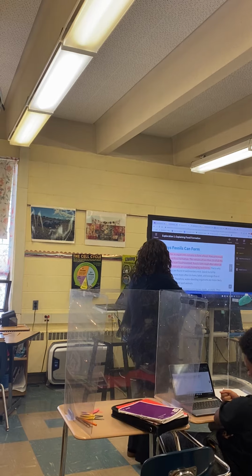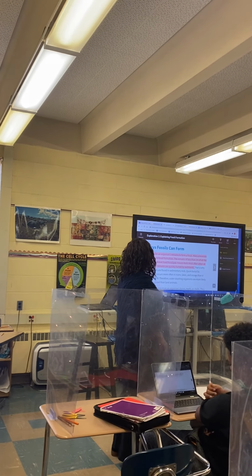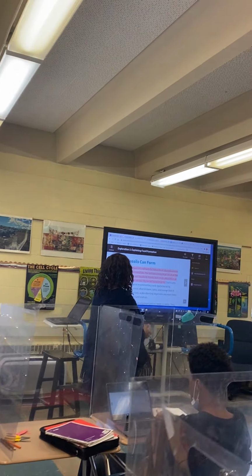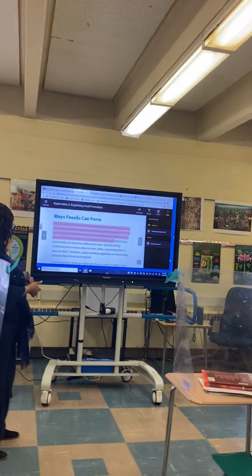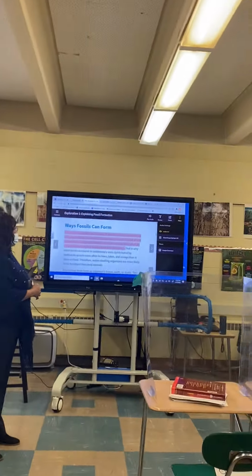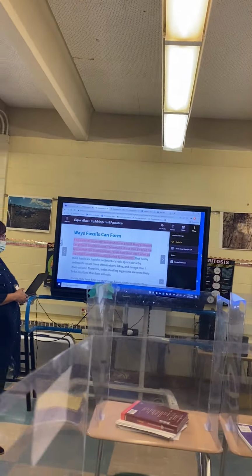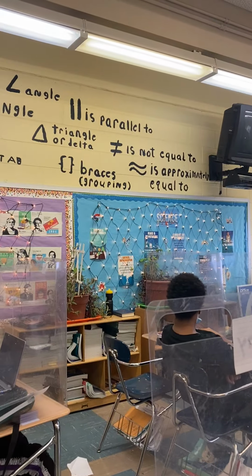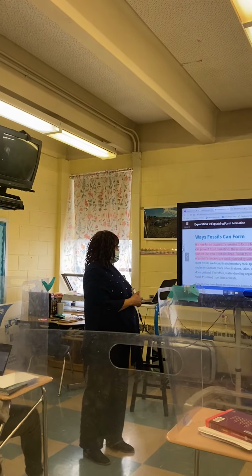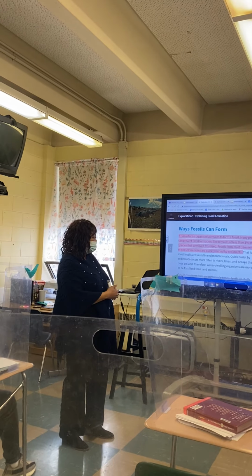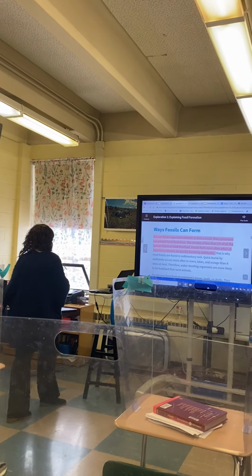Ways fossils can form. It is rare for an organism's remains to form a fossil. Many processes can prevent fossil formation. The remains of less than 1% of all the species that ever lived fossilized. Fossils form most often when an organism's remains are quickly buried by sediment.